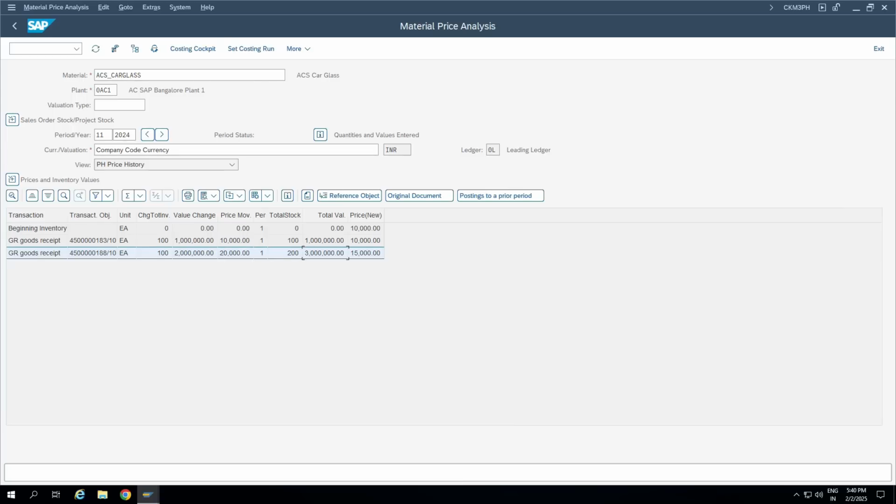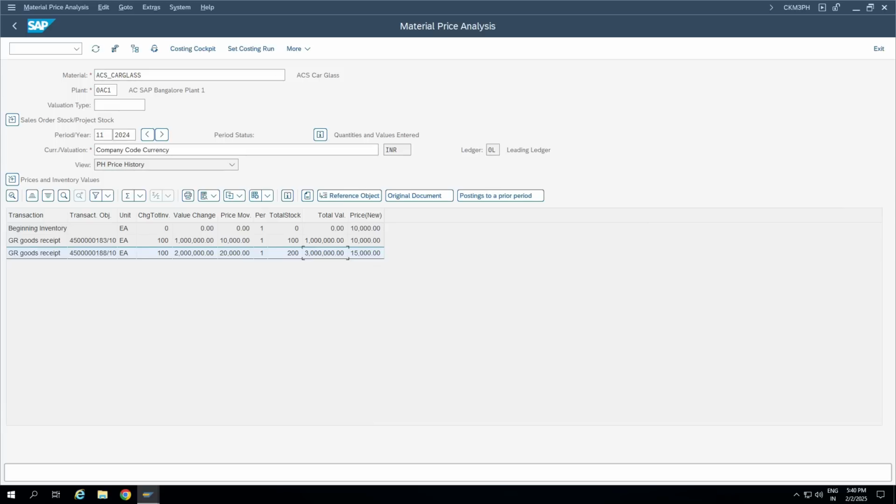So total it is 3 million. The total sum is 3 million and the total units is 200, because 100 units were already existing, and then I'm having 100 units of purchase order again. So total now is 200 and the total value is 3 million.